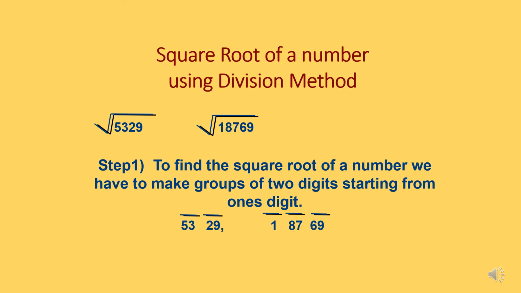Similarly for the second example, 18,769, if we start from the ones digit, the first group will be 69. Then moving forward, the next group of two digits will be 87. Then now only one number is left, so the third group will be of only one digit, that is 1. So the three groups for that example are 1, 87 and 69.